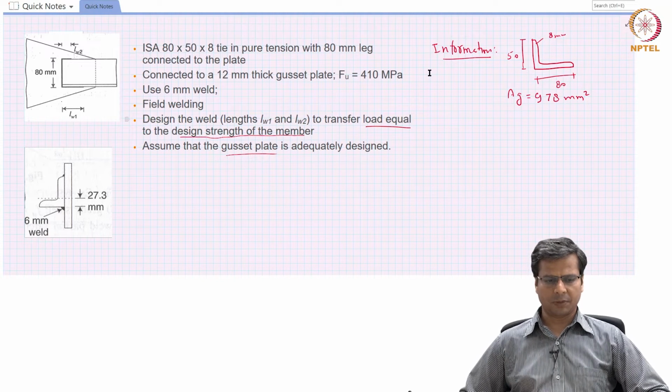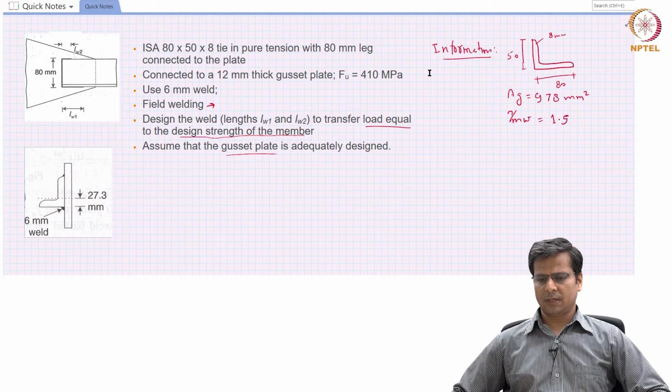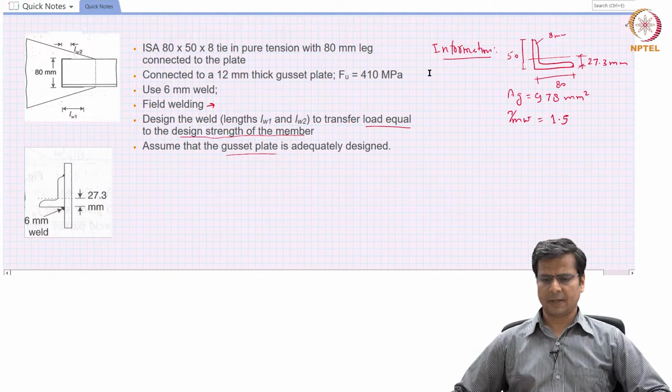Additional information that might be required is, since this is a fillet weld done in the field, the gamma MW value for this weld will be 1.5. We have discussed this. And additionally, we may need to know the centroid. The location of the elastic neutral axis in this plane can be obtained from the respective tables, and it is found to be 27.3 millimeter from the extreme edge.